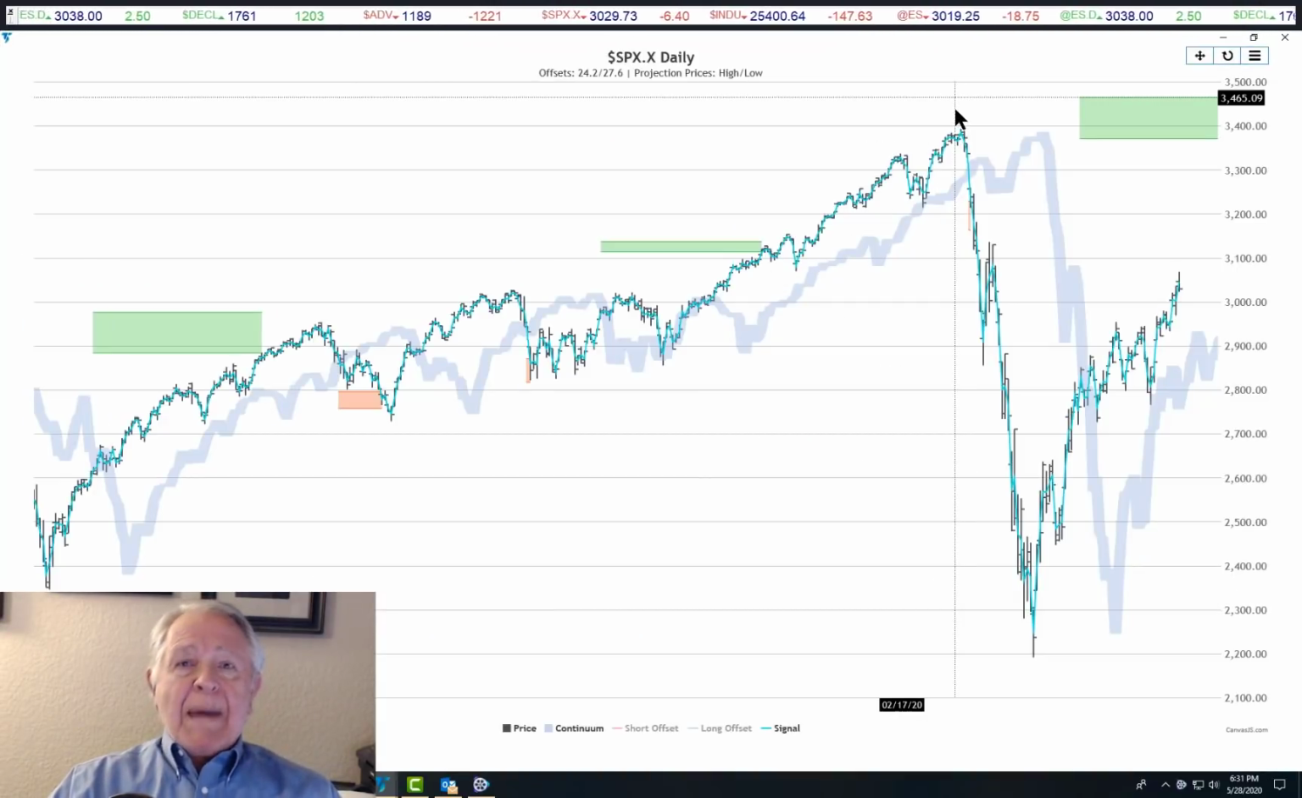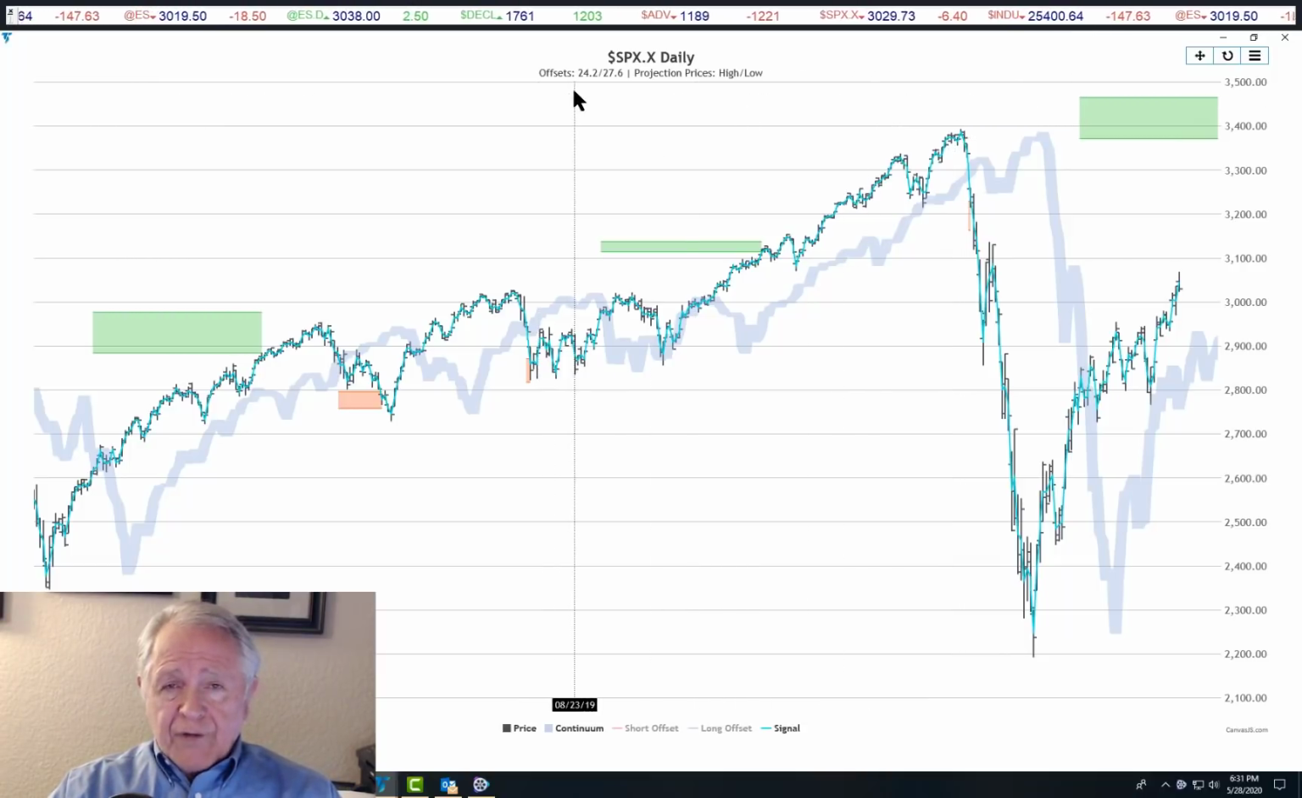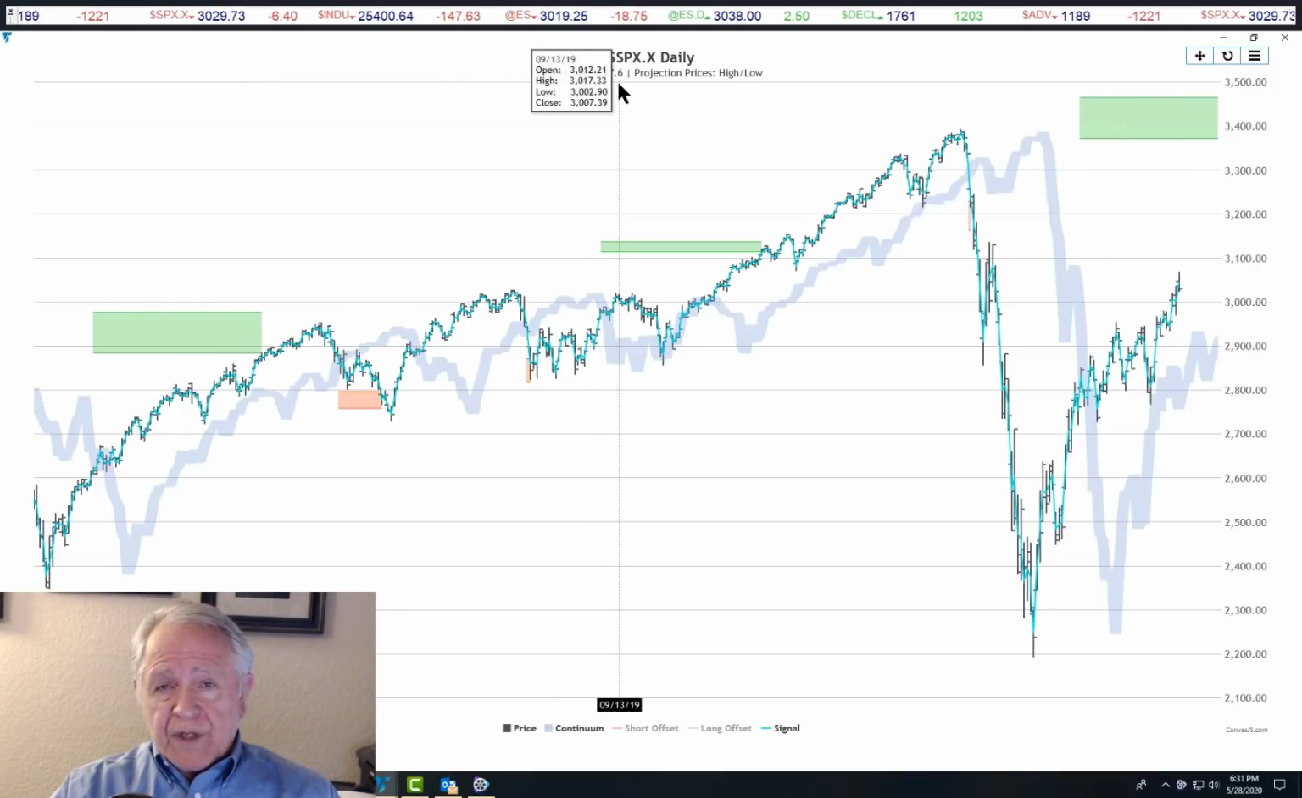We're going to step back a few steps today because there's not too much going on short term, but the important thing to look at is some of the intermediate term projections. I won't call them longer term ones, and to put them in perspective, these are 5-week offsets. On the daily chart, they range from 24.2 to 27.6 days.